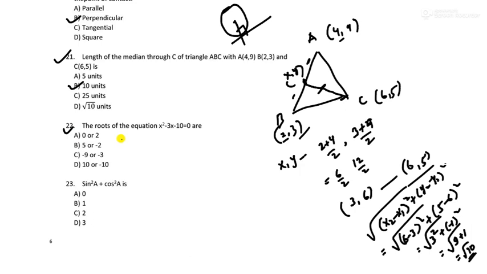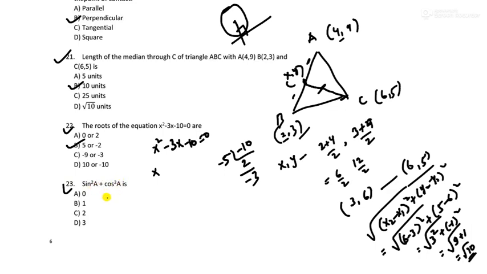Next, question number 22. The roots of the equation are dash and dash. So what will be the roots? X square minus 3x minus 10 equals 0. So minus 10, and here you have to get minus 3. So it is, I guess, 5 twos, right? So it is plus 5 and minus 2. The answer is plus 5 and minus 2. Opposite of this. Okay, that is the answer. It's very simple.